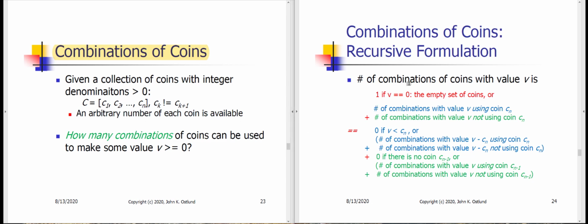Well, let's think this through, okay? If the value that we're asked to find is 0, then in this case, there's only one possible way of making 0 in change, and that is the empty set of coins. Okay, we're going to include the empty set of coins as the one way of producing a value of change of 0.